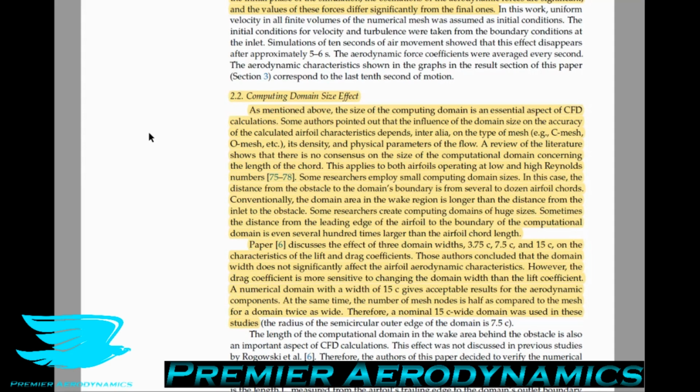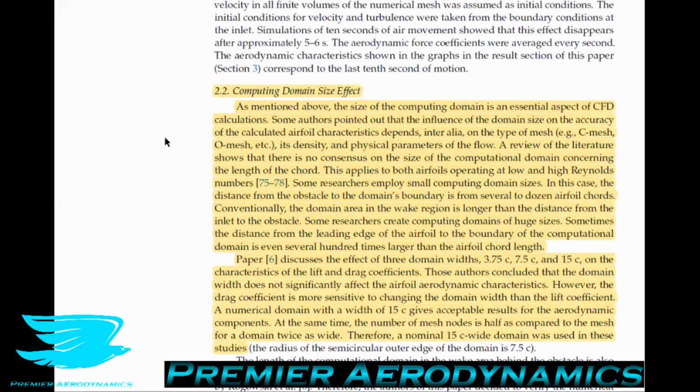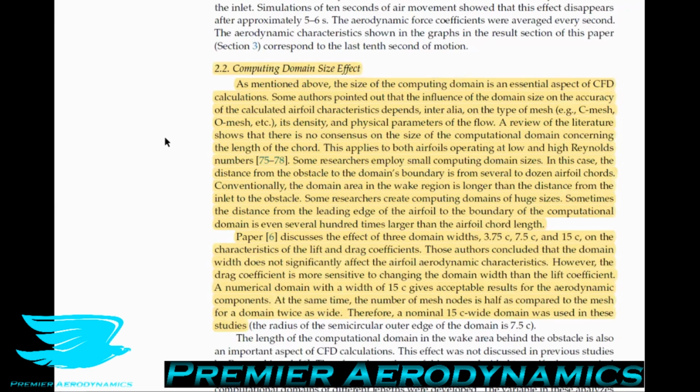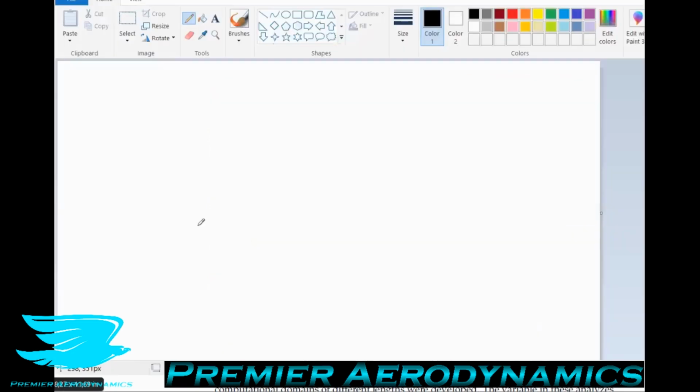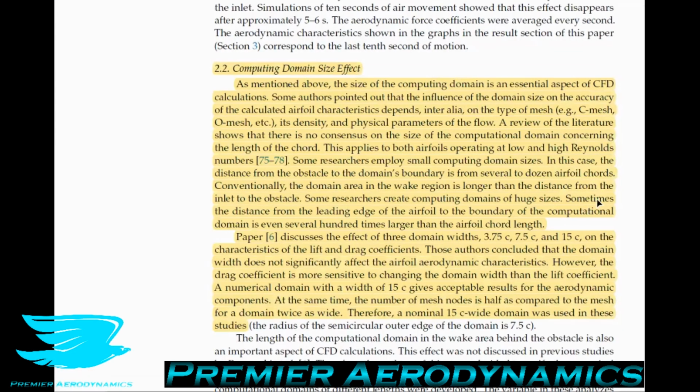A review of the literature shows that there is no consensus on the size of the computational domain concerning the length of the chord. This applies to both airfoils operating at low and high Reynolds numbers. Some researchers employ small computing domain sizes. So in other words, you have the airfoil in there and a very small domain around it. So you might have the airfoil like this, and then the domain is only this big. So you're going to get a lot of influence from the walls onto this airfoil, and the lift coefficient and the drag coefficient are not going to be very accurate at all. So some researchers do that, they say.